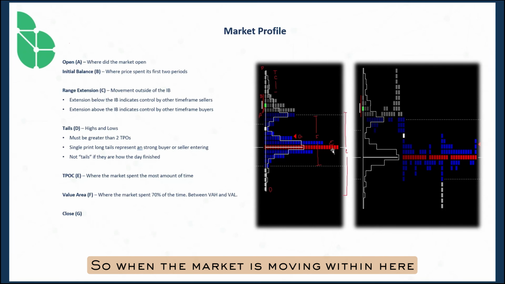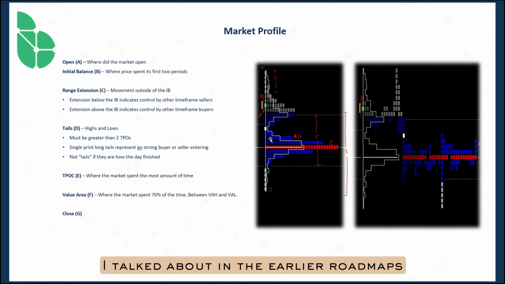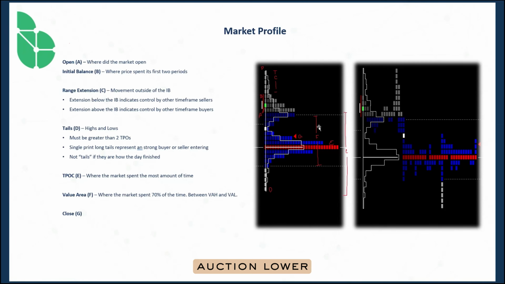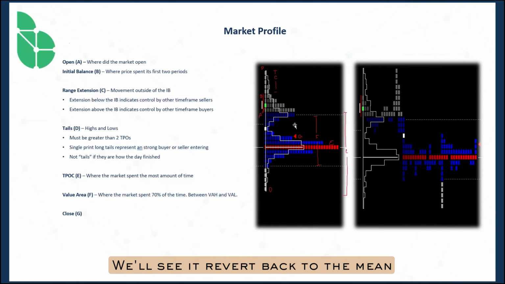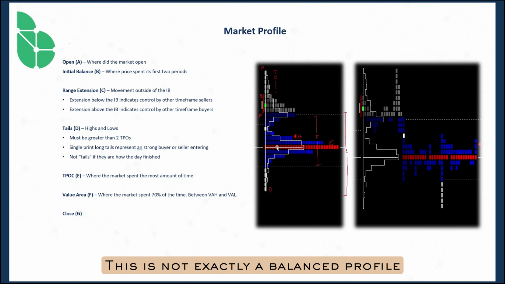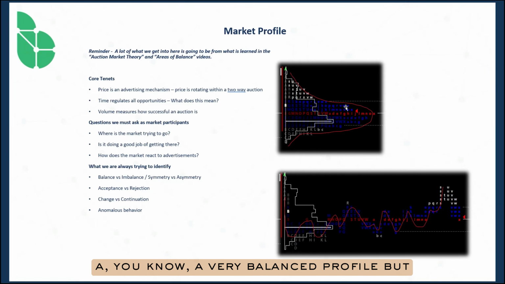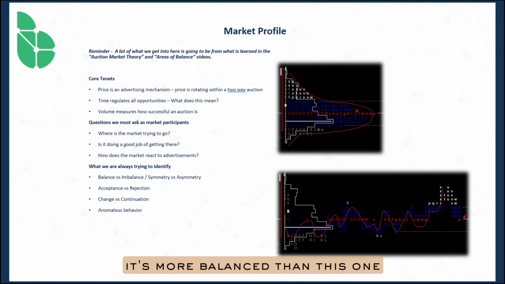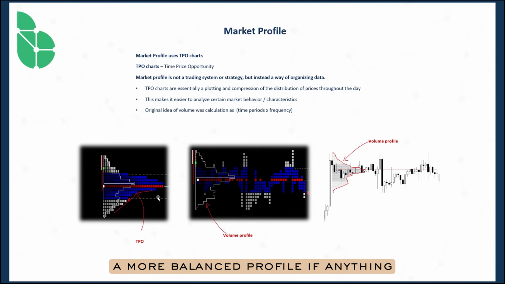So when the market is moving within here, we'll typically see the same thing I talked about in the earlier roadmaps. When the market auctions above and it's considered above value, what we typically see is it'll auction lower. Buyers will become less interested. Again, sellers might step in. We'll see it revert back to the mean. And this would be in a more balanced profile. This is not exactly a balanced profile in the same fashion that this would be. So this is not necessarily a very balanced profile, but it's more balanced than this one that we're looking at right here. This actually might be a more balanced profile, if anything.